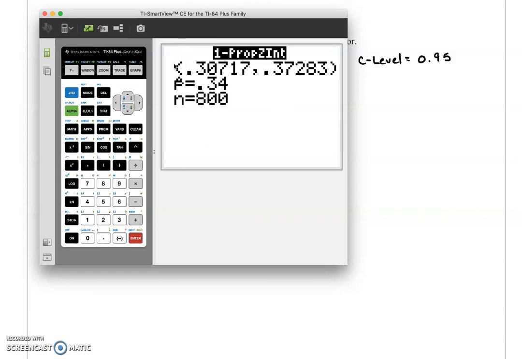So what do we see on our screen? We see two numbers in parentheses that are separated by a comma. The first one is our lower bound. The second one is our upper bound. We also see the second line gives us our sample proportion p hat, and the third line just tells us what our sample size was again. So we're going to write this down rounded to 3 decimal places because that's what we agree on for proportions. So 0.307 to 0.373 when we round.